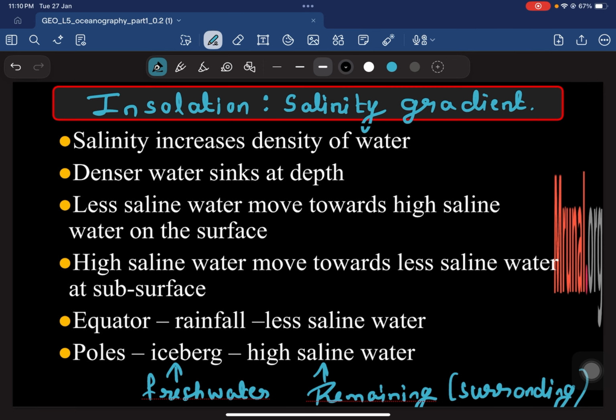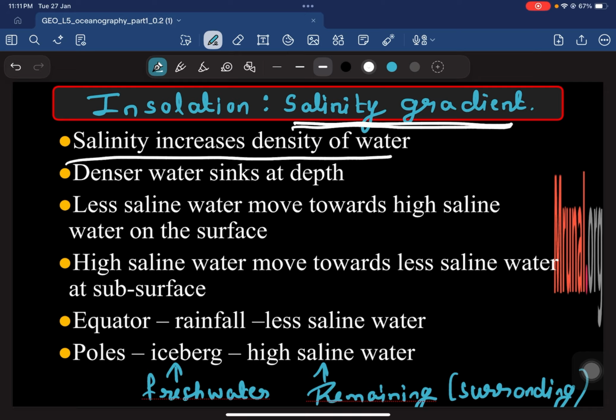And next, another important one is salinity gradient. Salinity increases the density of water. Salinity increases what? Density of water. If salt water is there, it means it is heavy water. Where are we going to see more salt? In the North Pole and South Pole, not in the equator. Why? Because in the equator rainfall is more, so the water is less saline.